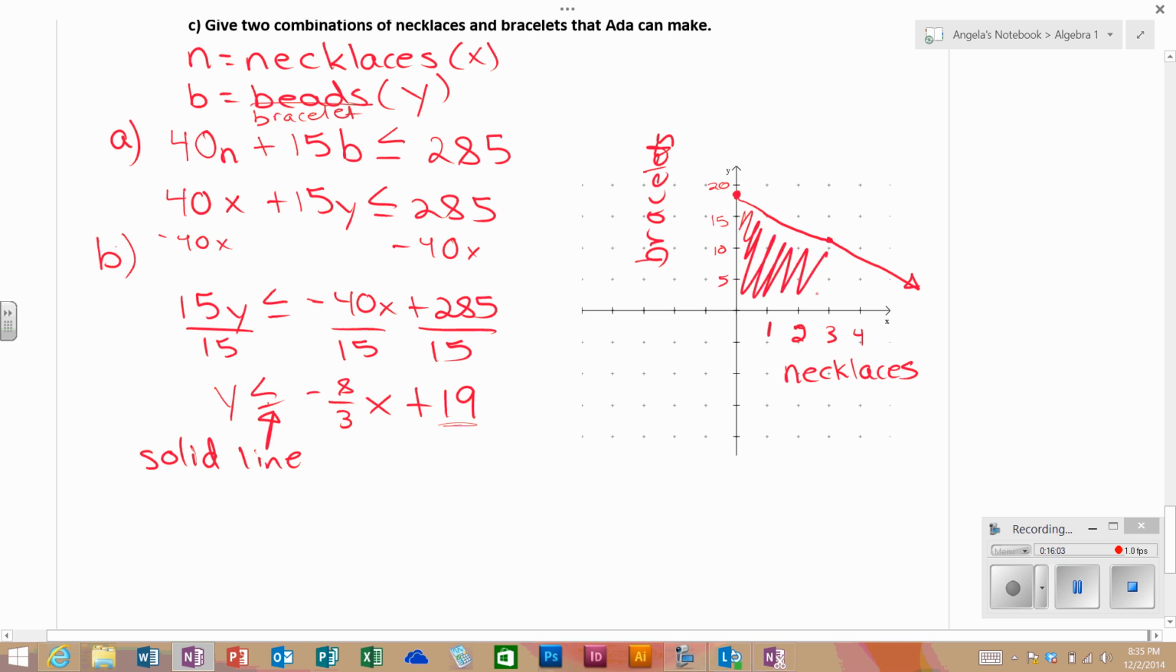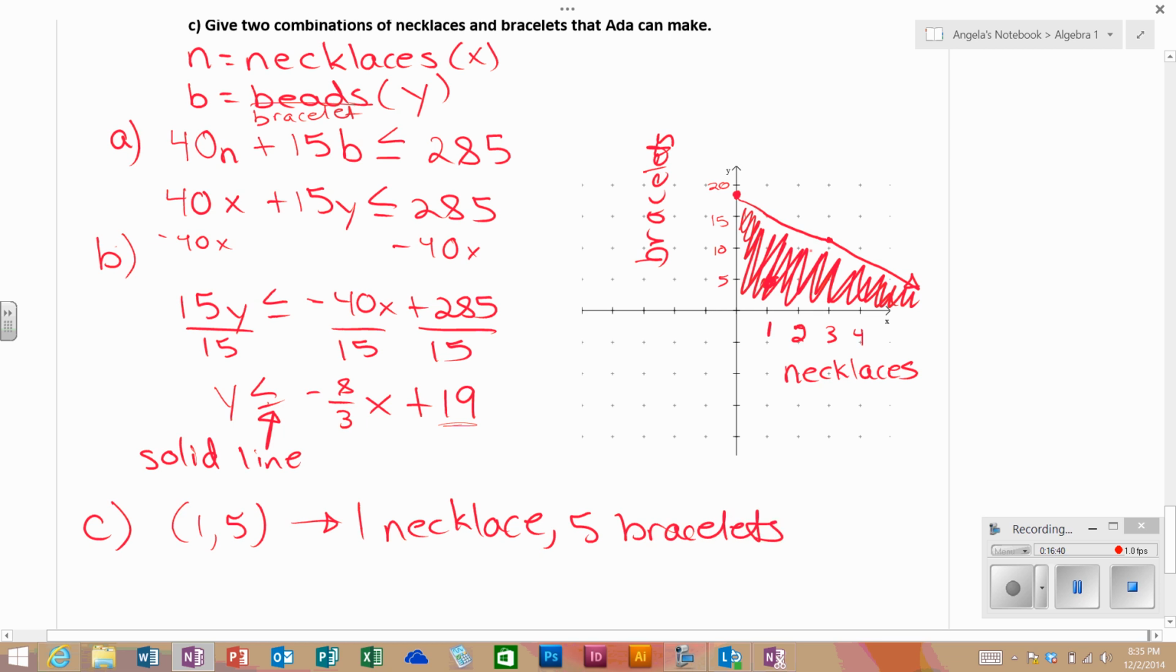If you wanted to plug in a point, you could. I'm only shading the positive stuff because in a word problem, like I said, we're not going to have negative bracelets and necklaces. So part C says choose any ordered pair in the shaded region, okay, because that would give us the combinations we can have. So I could choose anything in here. I could choose the point (1, 5). That means I can do 1 necklace and 5 bracelets.